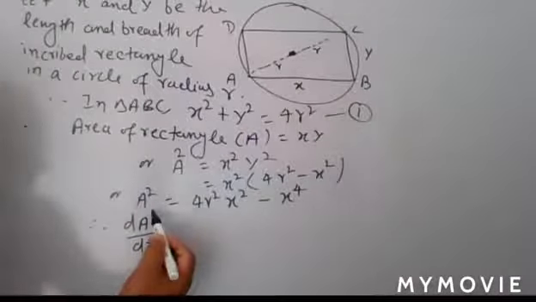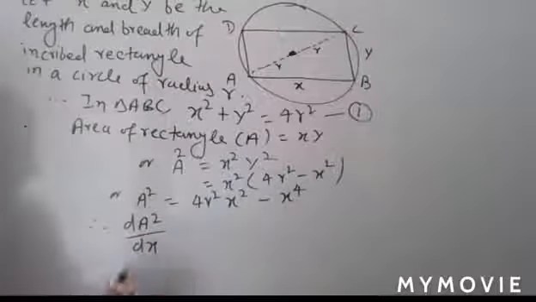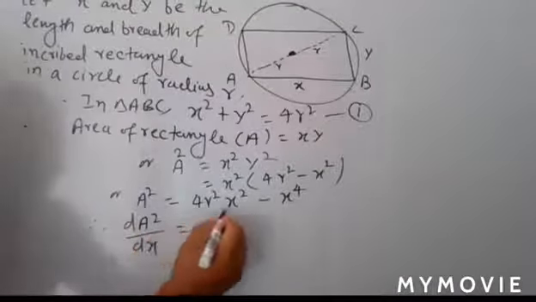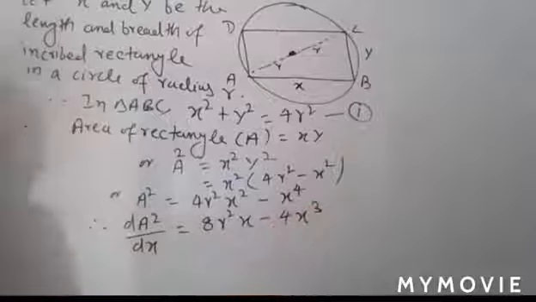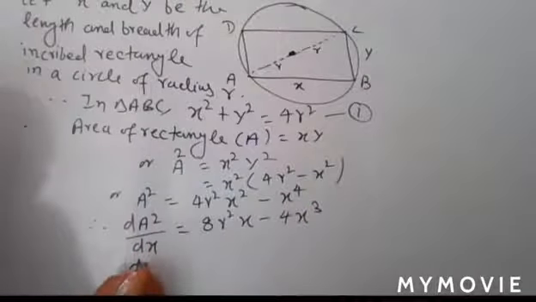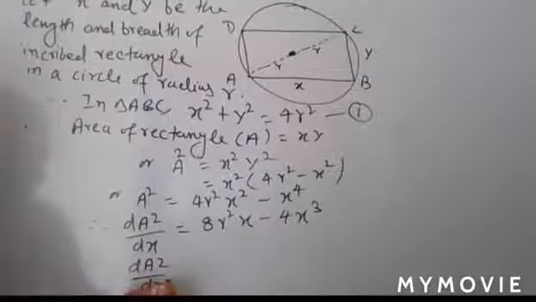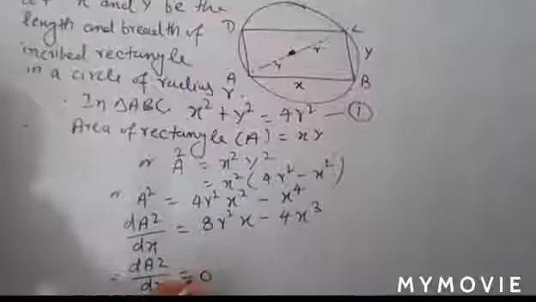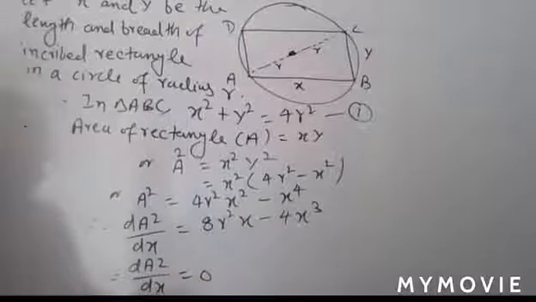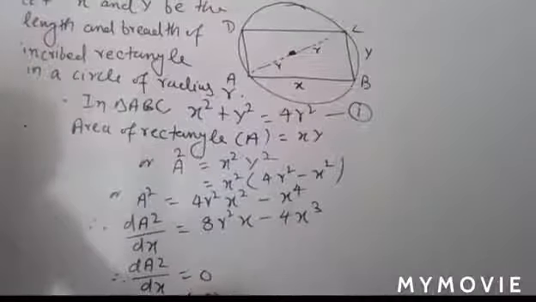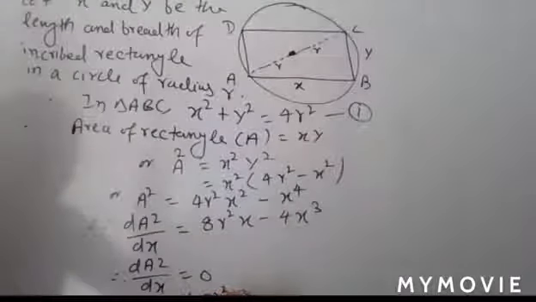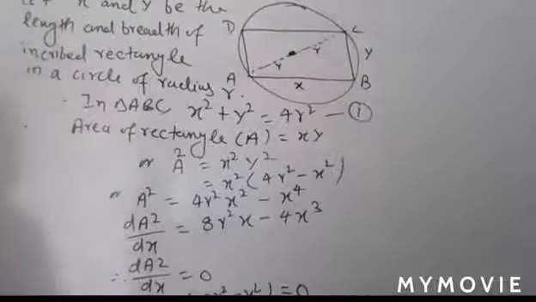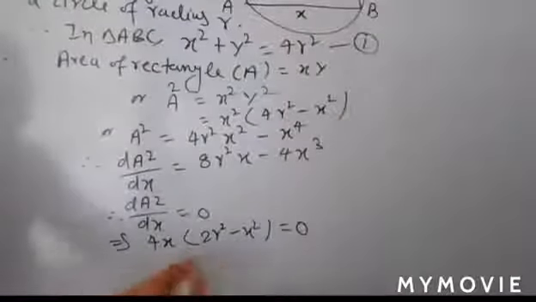That means you have to differentiate that A square only with respect to x. So dA square by dx is equal to 8r square into x minus 4x cube. Make it equal to 0. So dA square by dx equals 0 implies, here you can take 4x common. Taking 4x common, you have 2r square minus x square in the bracket, that is equal to 0. Understand? In this way, you have your factors.